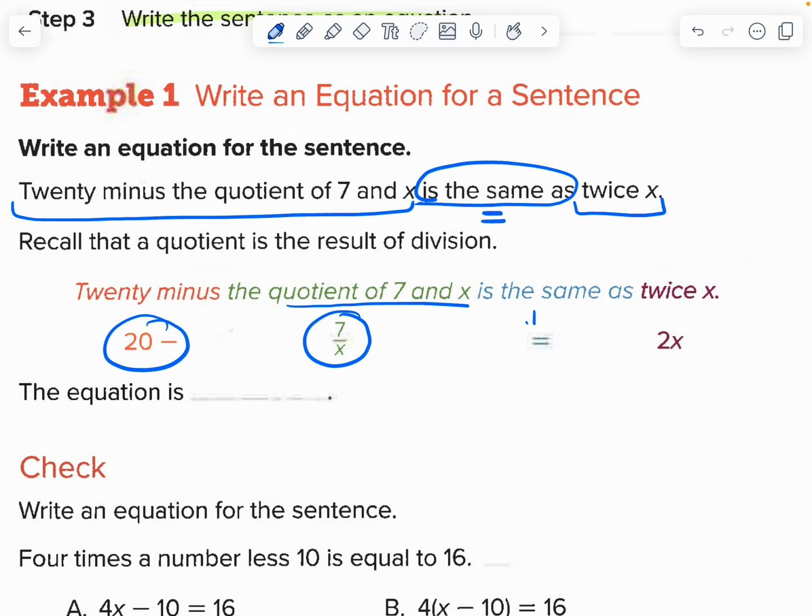So 20 minus, so we've got the 20 minus here. The quotient of 7 and x we've got right here. And then equals, because that's the same as. So that's right there. And then twice x. Twice always means 2 times. So if I'm going to write the equation, I write 20 minus 7 over x equals 2x. Now it's not asking you to solve it. All it wanted you to do was translate it.